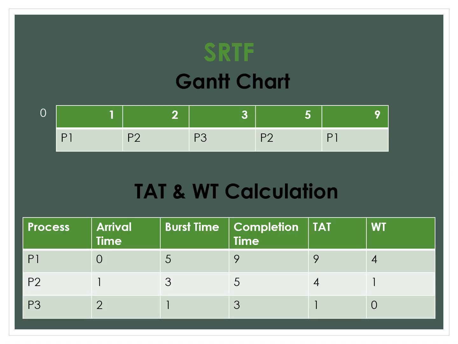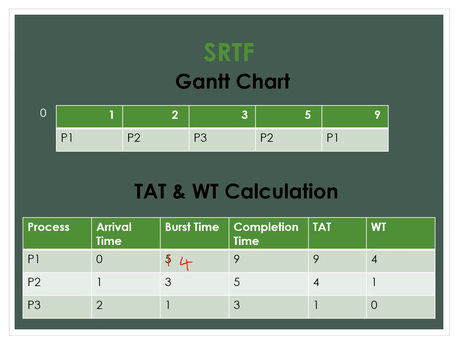Shortest remaining time first. It is the preemptive version of shortest job first. So it is the preemptive scheduling algorithm. So it gives some priority to other processes. So at the time of 0, P1 process arrived. So it executes 1 millisecond, then remaining 4 milliseconds.